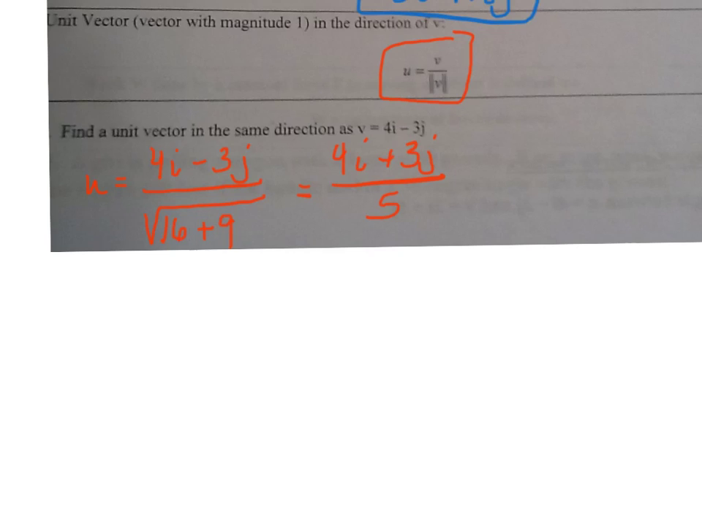And then when you're writing these in a plus bi form, make sure you take the 5 and divide it into both numbers. So these two values should be separate, the i's and the j's.